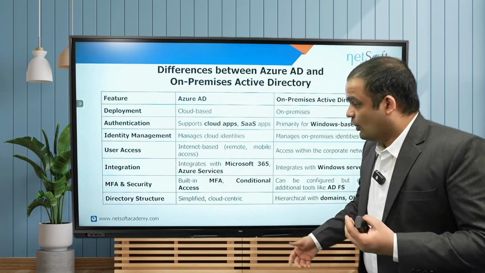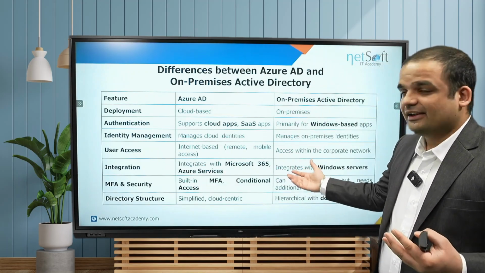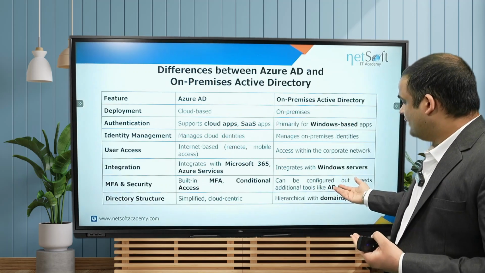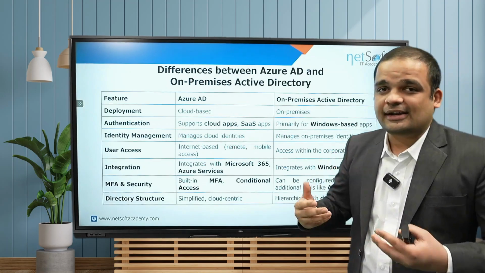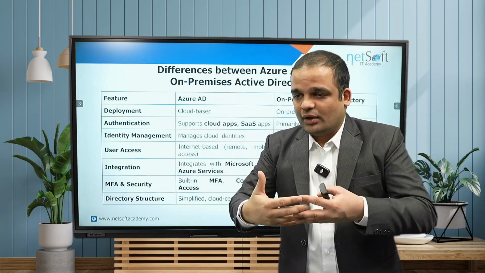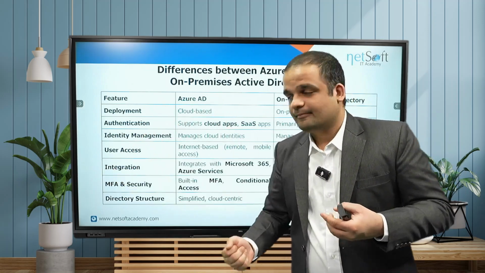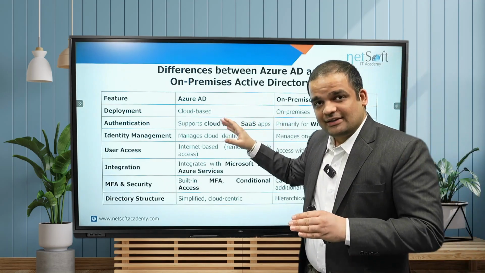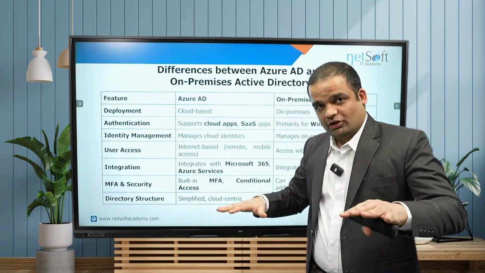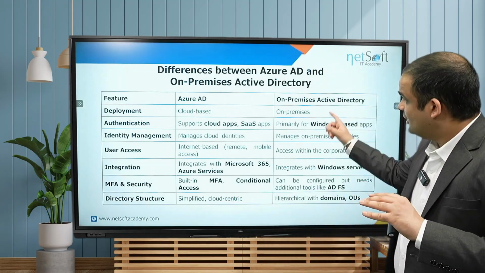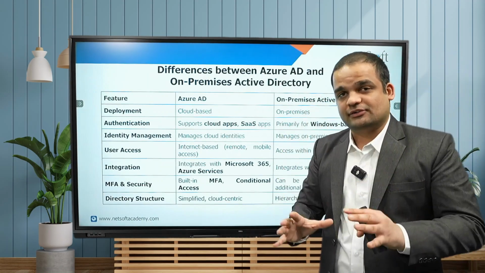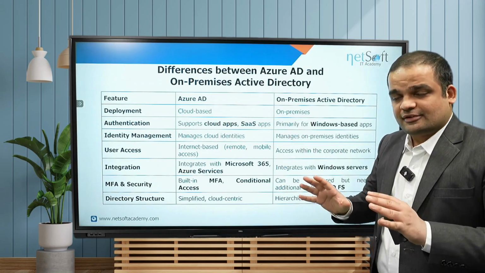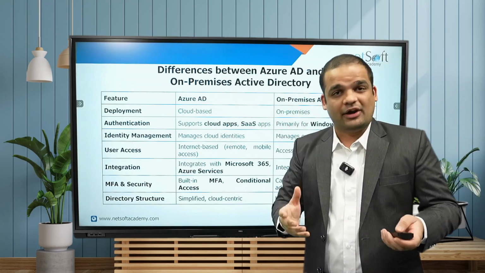MFA and security. Well, Entra ID has built-in MFA and conditional access, where on-prem you can actually configure your MFA, but it may need additional tools or integration with some federation services. How about directory structure? Well, Entra ID is a simple, flat structure. On the other hand, on-prem AD follows a hierarchical structure. I hope the differences are clear. These are some simple differences between the old school AD and the new Entra ID.